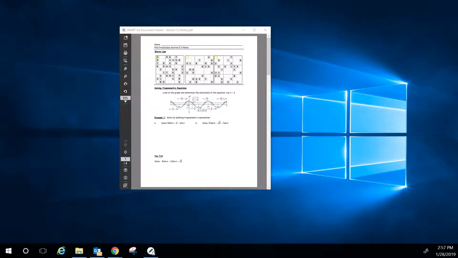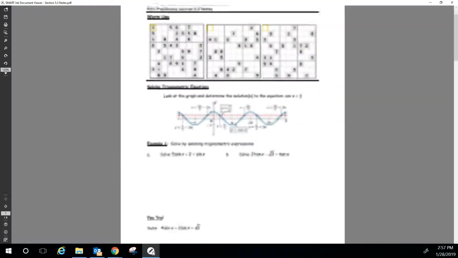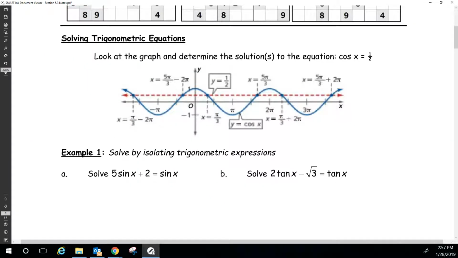Hi guys, here's section 5.3. I'm going to start with example number 1. We're going to be solving trigonometric equations.